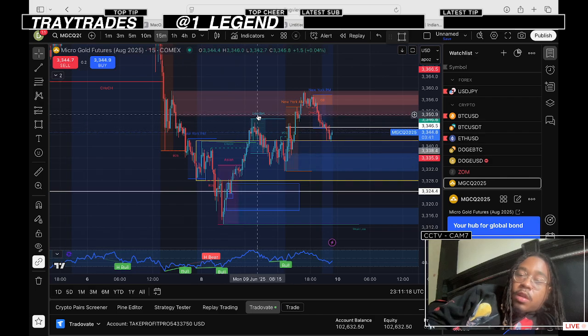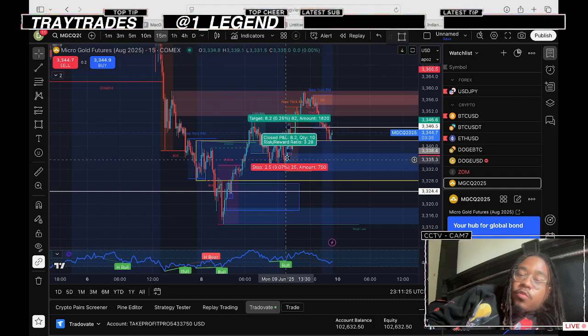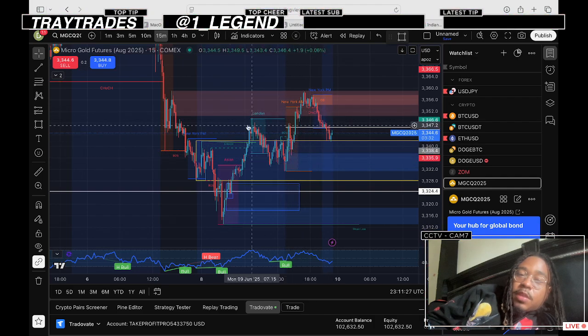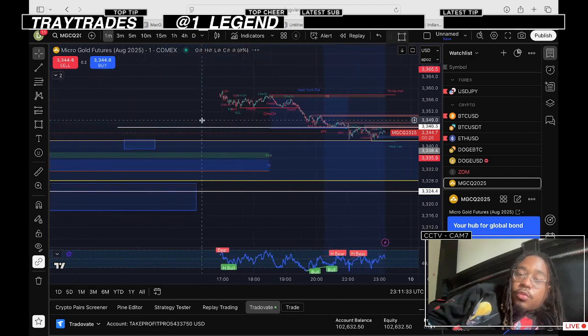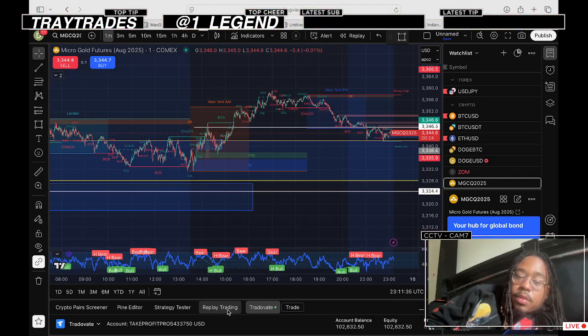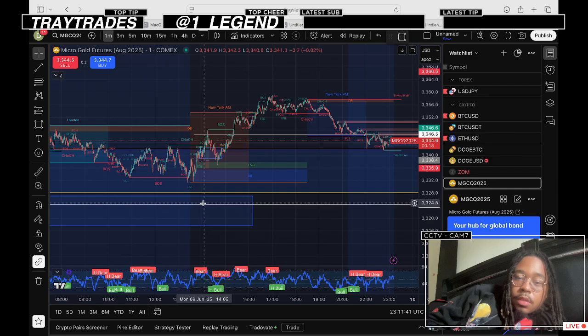So for the New York, what I was looking for is if price drops back within here and retests this breaker, what I want to see is a bullish movement that goes up to give me a sign of entry. And my entries are within these time frames, the 1, the 3, and the 5. So when New York starts, I'll go to replay. I'll try to show you guys what I was looking at.